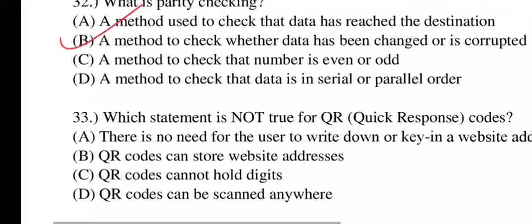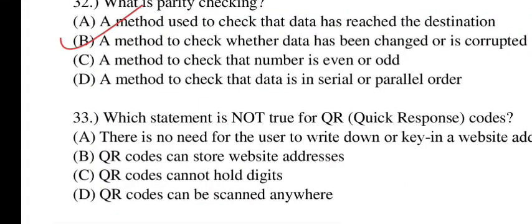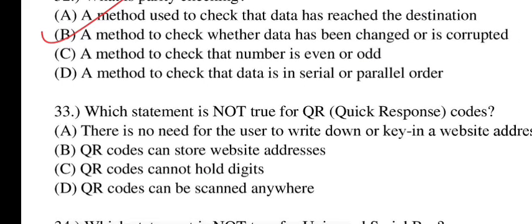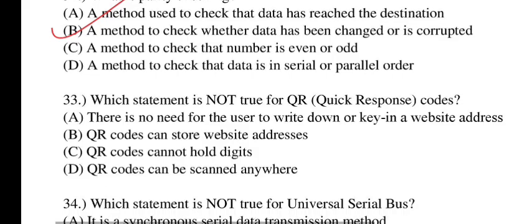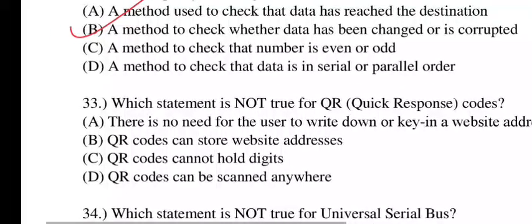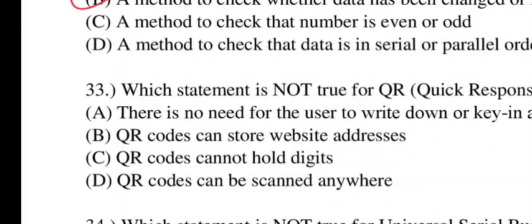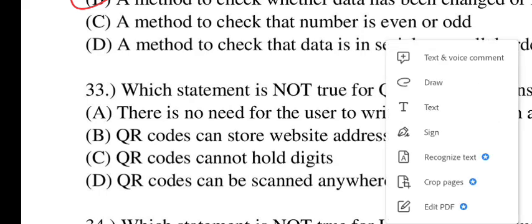33 says, which statement is not true for quick response codes? You must have used them many times in a grocery shop or shopping mall or various places. So these are the options. A, there is no need for the user to write down or key in a website address. B, QR codes can store website addresses. C, QR codes cannot hold digits. D, QR codes can be scanned anywhere. Number 33, number C will be correct, QR codes cannot hold digits.